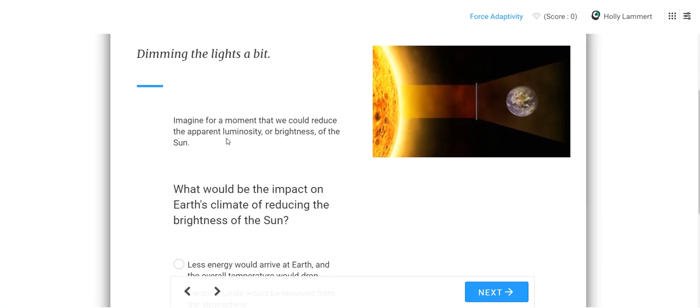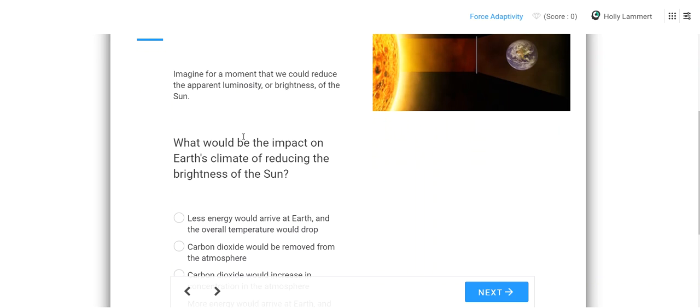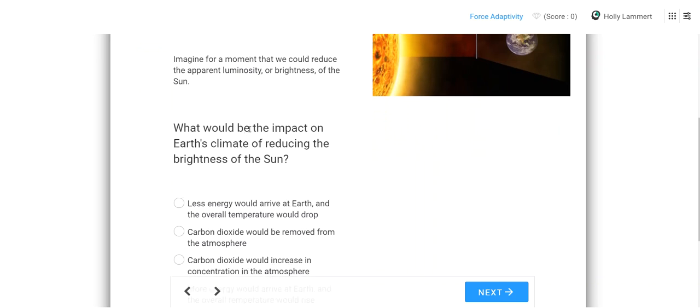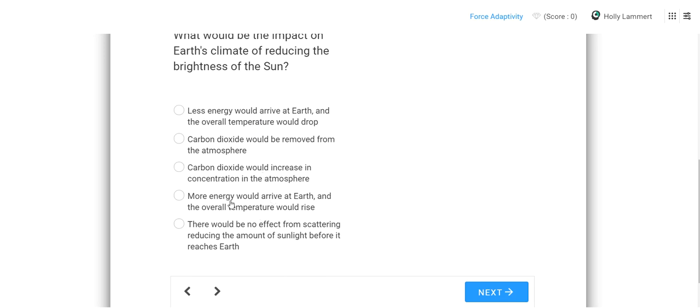Solar luminosity, dimming the lights a bit. Imagine for a moment that we could reduce the apparent luminosity or brightness of the sun. What would be the impact on Earth's climate of reducing the brightness of the sun? Less energy would arrive at Earth and the overall temperature would drop. Carbon dioxide would be removed. Carbon dioxide would increase. More energy would arrive at Earth and the overall temperature would rise. There would be no effect from scattering, reducing the amount of sunlight before it reaches Earth. So I would say if less energy arrives at Earth, the overall temperature will drop.